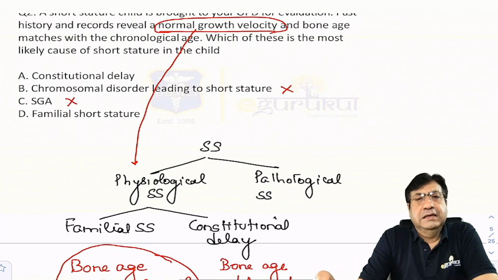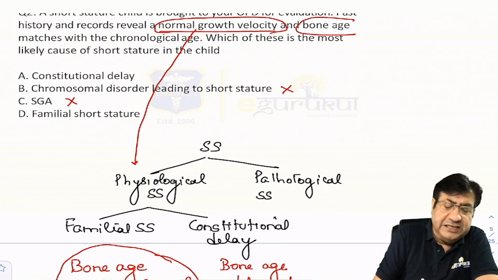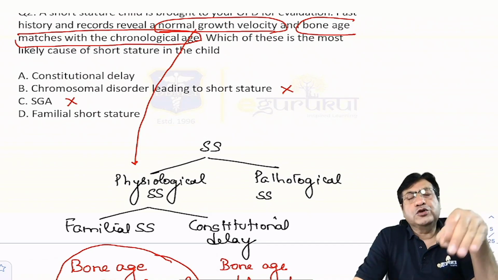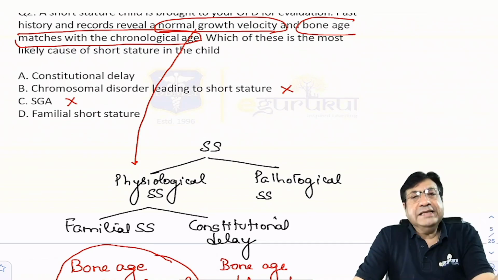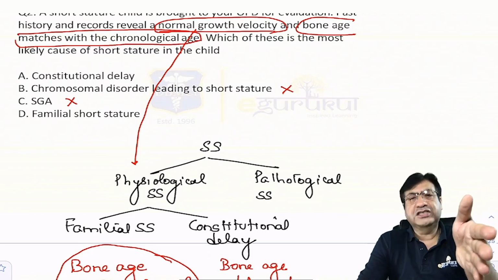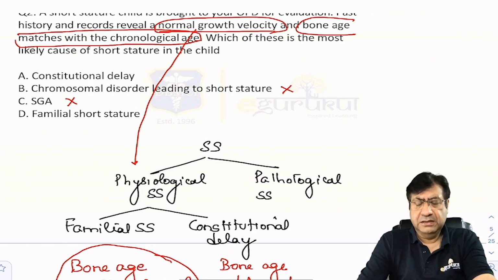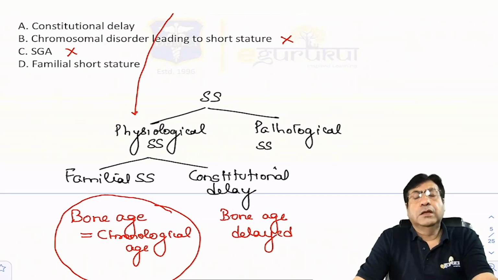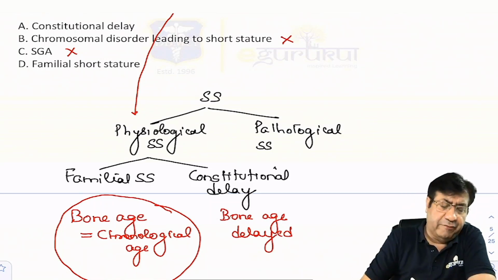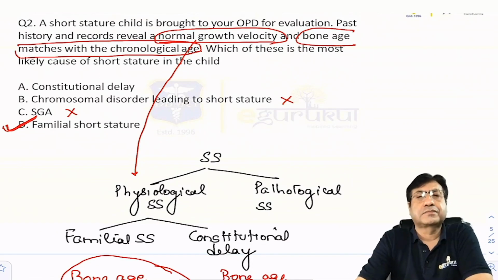Now among these, which of them is the answer will depend upon the second point, which says that the bone age matches the chronological age. As I told you, in a constitutional delay, there is a difference between the bone age and chronological age. The bone age is delayed in comparison to the chronological age. The only type of short stature in which bone age usually matches the chronological age is a familial short stature, and therefore our best answer should be a familial short stature.